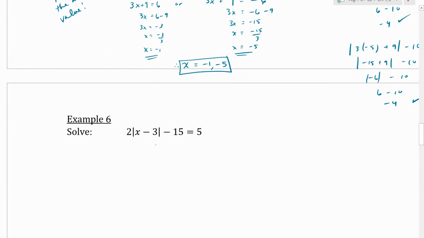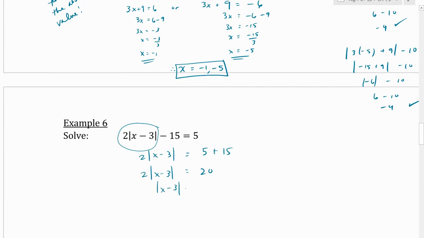So here's the term that has the absolute value in it, -15 in the way. Let's add 15 to both sides. Okay, again, isolate the absolute value. Well, right now that absolute value is getting multiplied by 2. How do you undo multiplying by 2? You divide by 2.